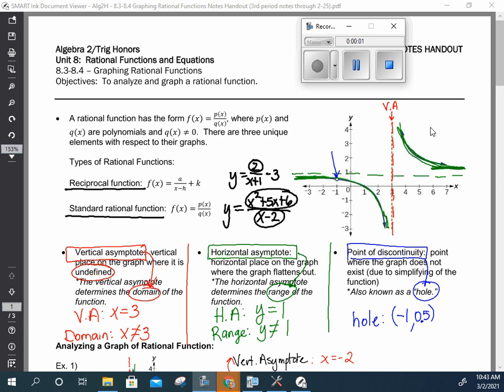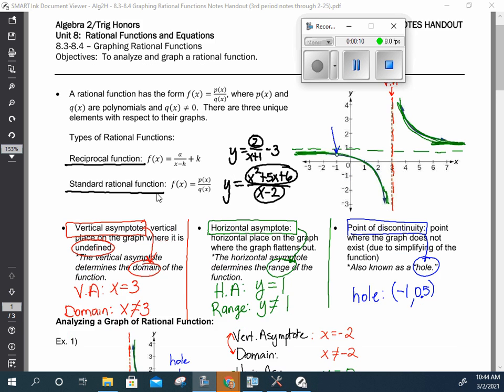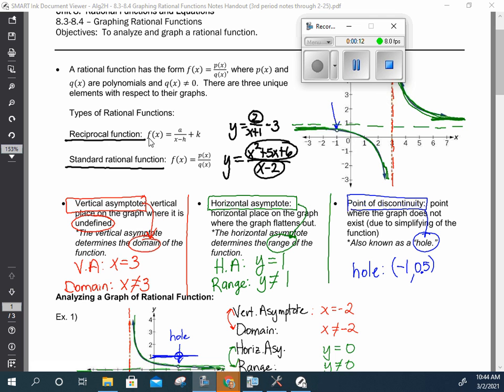So we're going to start by just recapping what we did last week on Thursday. We started with two types of rational functions. There's the reciprocal function that just has a number at the top of the fraction. And then there's a standard rational function that has a polynomial sitting up there.